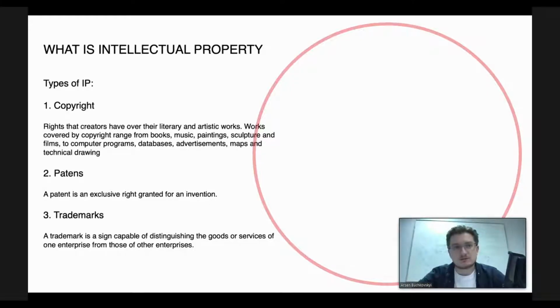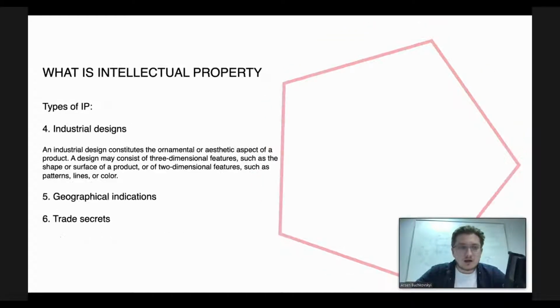It's really different from copyright and patents, but everyone knows what a trademark is, and you can protect a trademark by obtaining a special certificate that it is your trademark. And the history of trademark is really, really great, and maybe sometime we will talk about it too. Industrial designs, which can be interesting for designers.